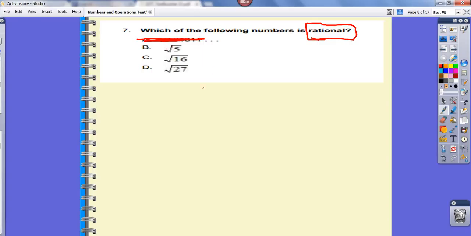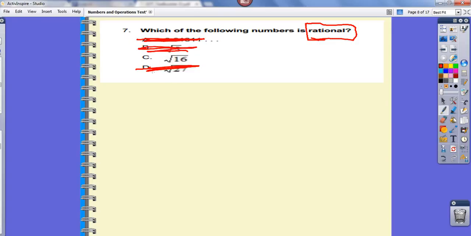It's not a perfect square. There's nothing I can multiply by itself to get that, unless it's going to be decimal or some other, but that's not going to be perfect. And neither is the square root of 27. So if you actually do work it out, you will see when you take the square root of 5, it's going to be this long, crazy decimal.